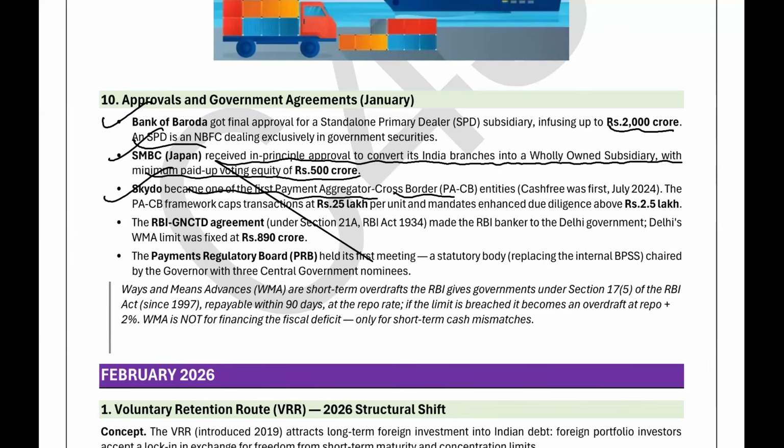Skydo, याद रखना, one liner questions can be framed. Entities, that is cash free 1st July, and PACB framework caps transaction at rupees 25 lakh per unit, and mandates enhanced due diligence above rupees 2.5 lakh. The RBI GNCTD agreement, which is under Section 21A RBI Act of 1934, made the RBI bank to the Delhi government. Delhi WMA limit was fixed at rupees 890 crore.